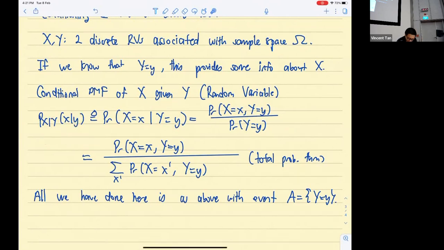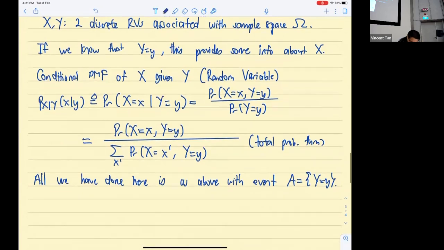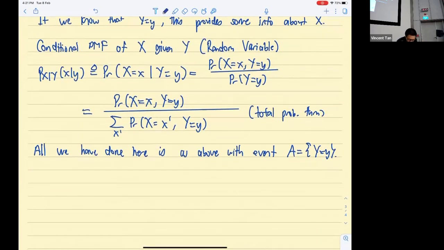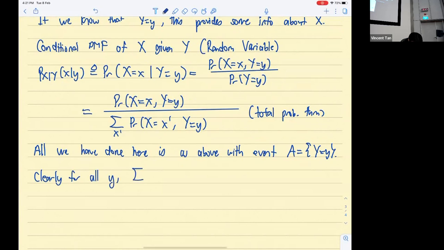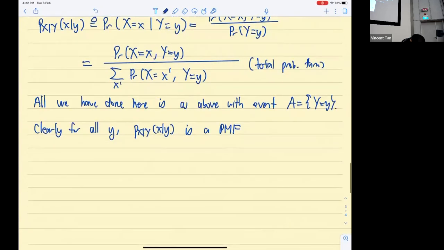Okay, just now we said that for this conditional probability mass function, conditioned on an event, the conditional PMF is a usual PMF. Similarly here, clearly, for all conditioning y, P of x given y is a probability mass function. So what does this mean?